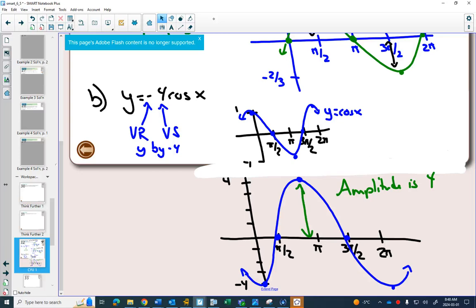Okay, questions for practice on this one are 3A and B, 4, 5, and 9.